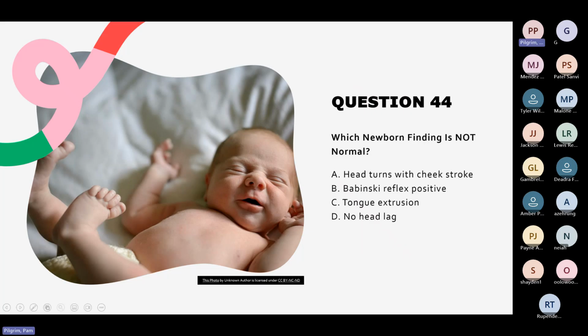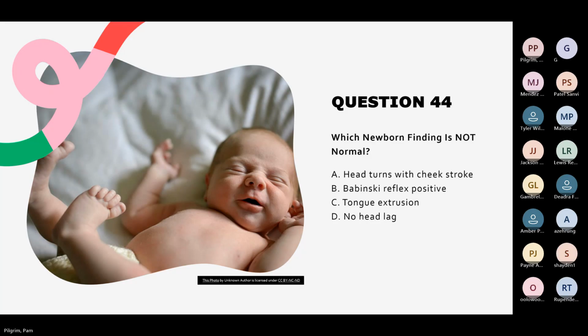Question 44. We're more than halfway there, guys. There's 81 questions, I believe. So, question 44. Which newborn finding is not normal? Okay. The answer is D. No head lag.